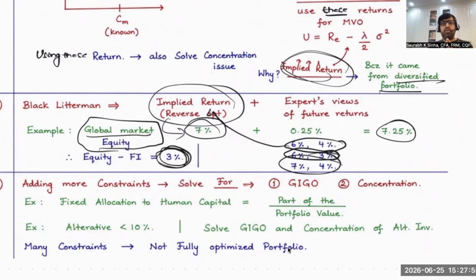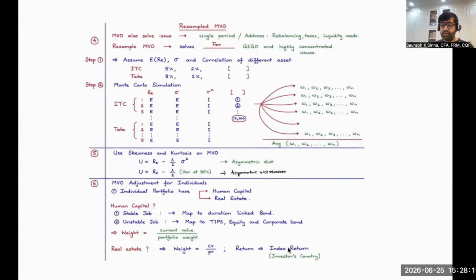So simply put down a constraint that the alternative cannot have weight more than 2%, more than 3%, because you're not sure about the inputs. And you can also resolve the problem of concentration. Okay. But remember, if you put down many constraints to your optimization engine, the optimization engine will never throw the perfect, fully optimized portfolio. So be very cognizant whatever the constraint you're throwing to mean variance optimization engine.